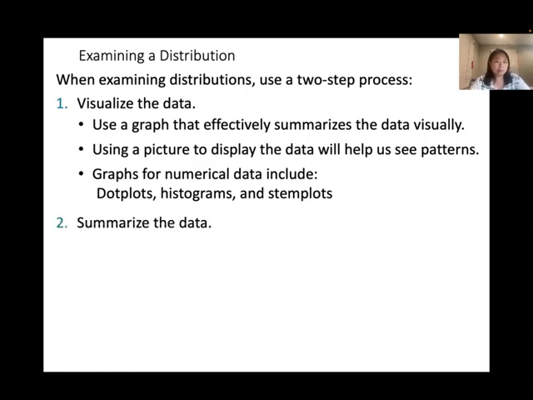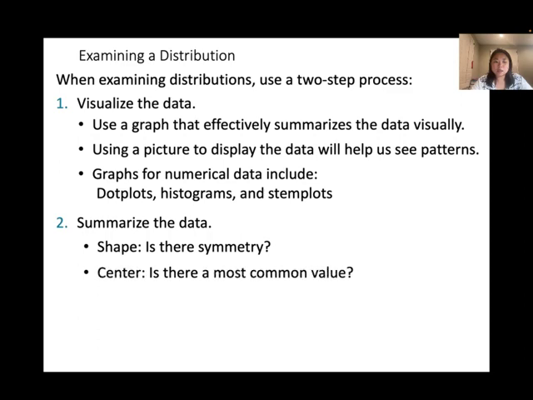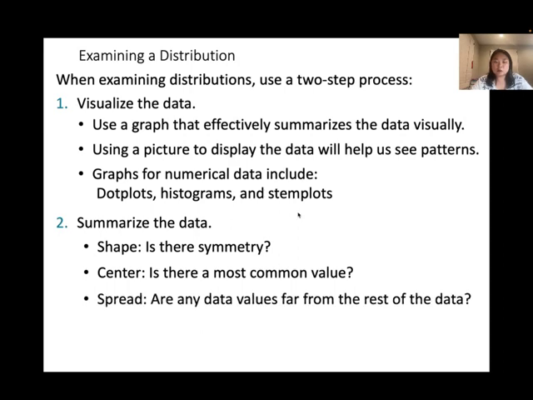Number 2, summarize the data. Is the shape symmetric? We want to see if the left-hand side goes to the right-hand side. The center: is there a most common value? And then spread: are any data values far from the rest of the data? This is talking about the outliers. What is the meaning of outliers?